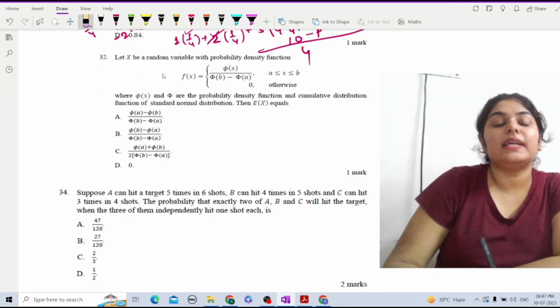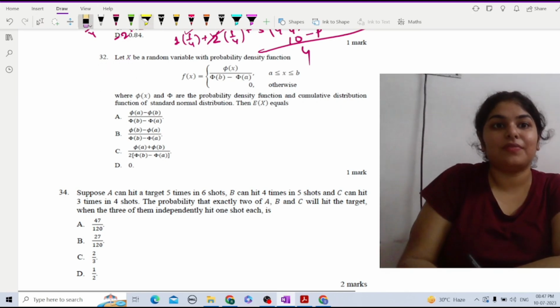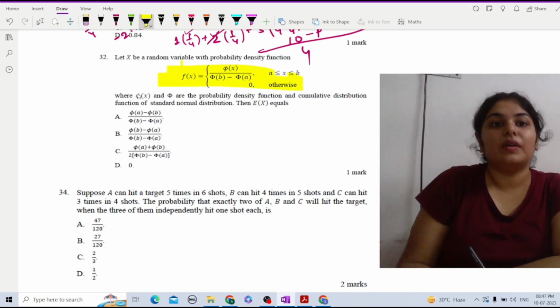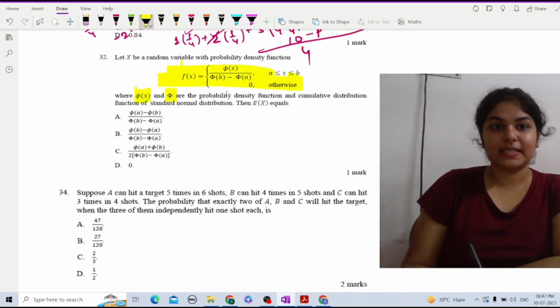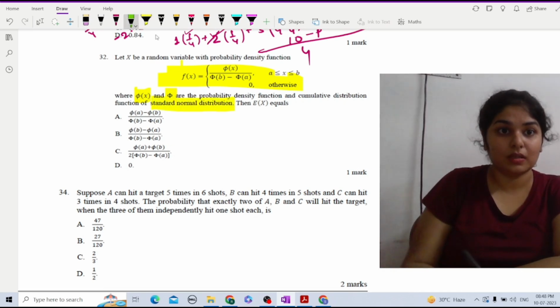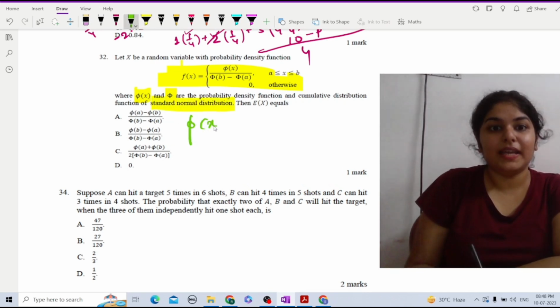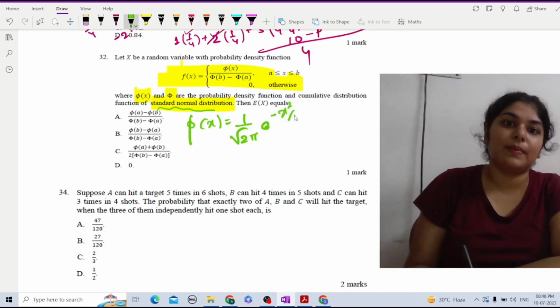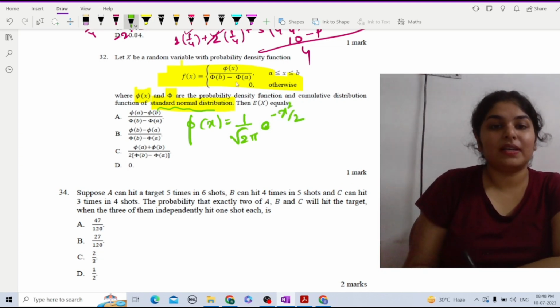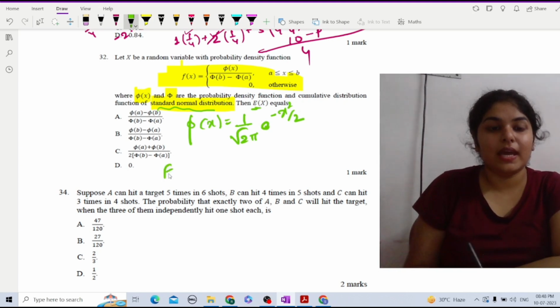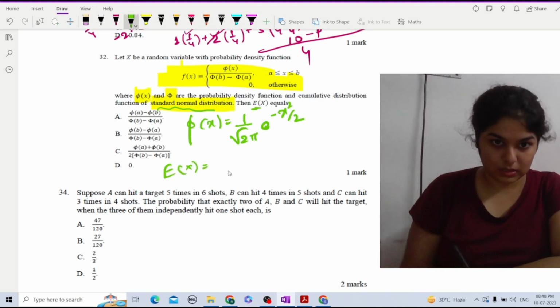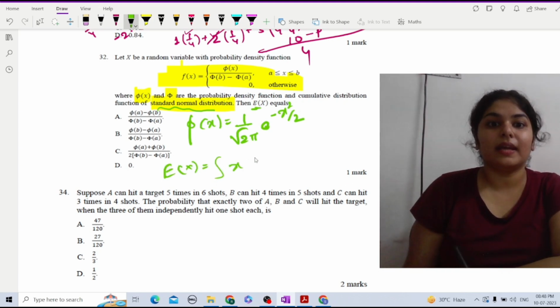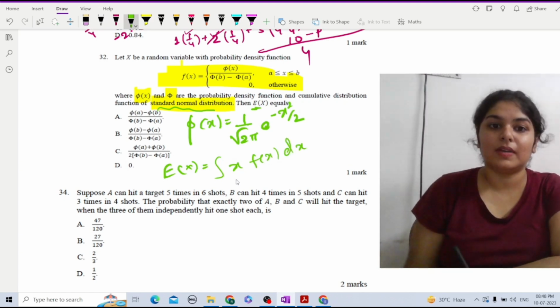So in the next question, we are given that X is a random variable with a probability density function. We are given the following PDF, where phi(x) and Phi are the probability density function and CDF of the standard normal distribution, which means here phi(x) is 1/root 2 pi e to the power minus x square by 2. So now f(x) is this, and we have to find out E[X]. So E[X] is the integration of x into f(x) dx.